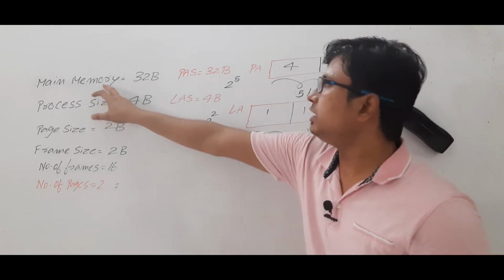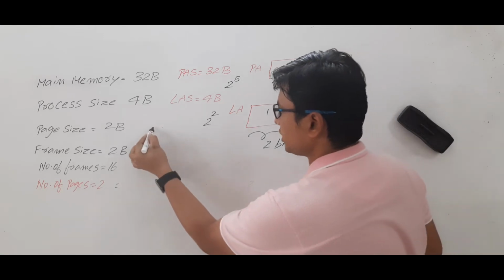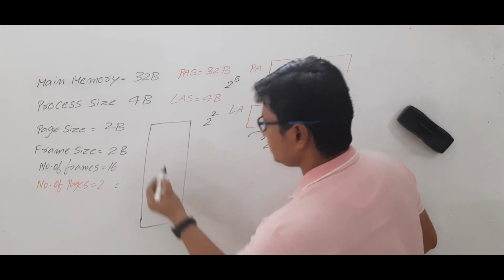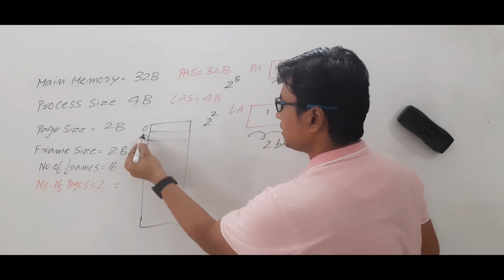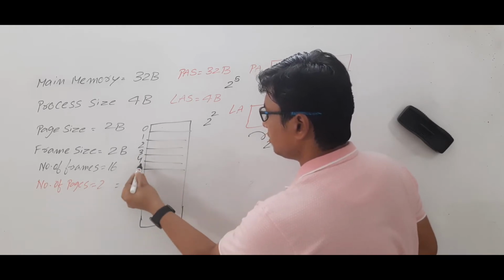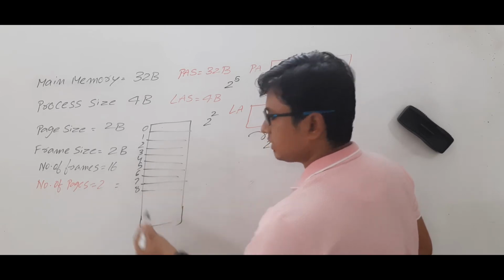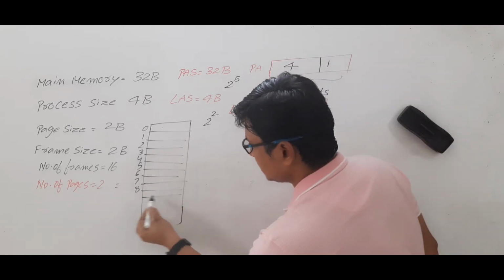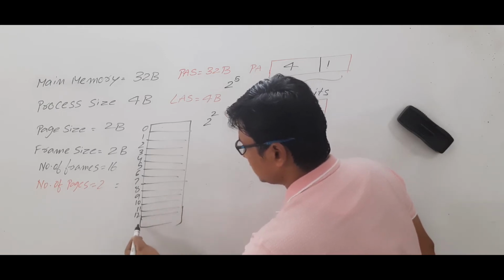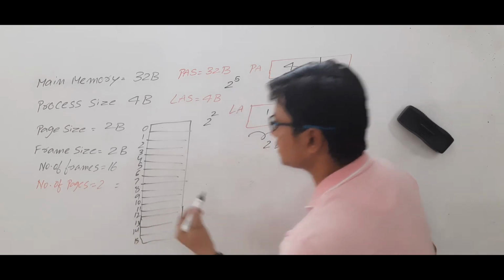Now as the main memory is divided into 16 frames, let me represent those 16 frames for your better understanding. Frame number 0, frame number 1, frame number 2, frame number 3, frame number 4, 5, up to 15. I will write: 6, 7, 8. I hope you are following with me. 9, 10, 11, 12, 13, 14 and 15. Is it clear?